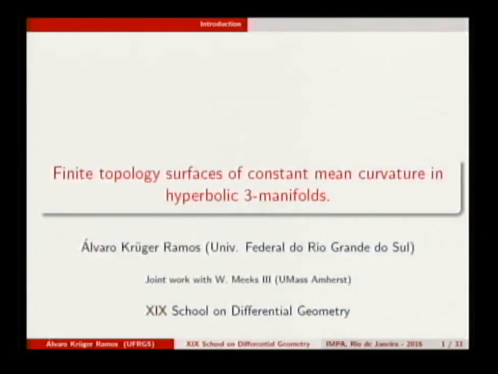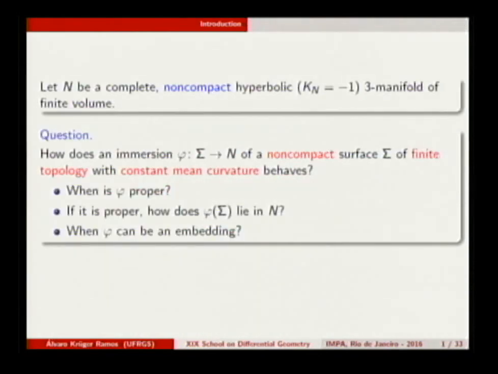We are working on finite topology surfaces of constant mean curvature in hyperbolic 3-manifolds of finite volume. So the question we want to answer is: let N be a complete, non-compact, hyperbolic 3-manifold of finite volume, and by hyperbolic I mean constant sectional curvature equals -1. We want to understand the immersions of non-compact surfaces of finite topology which have constant mean curvature in N. There are a few questions which we would like to answer.